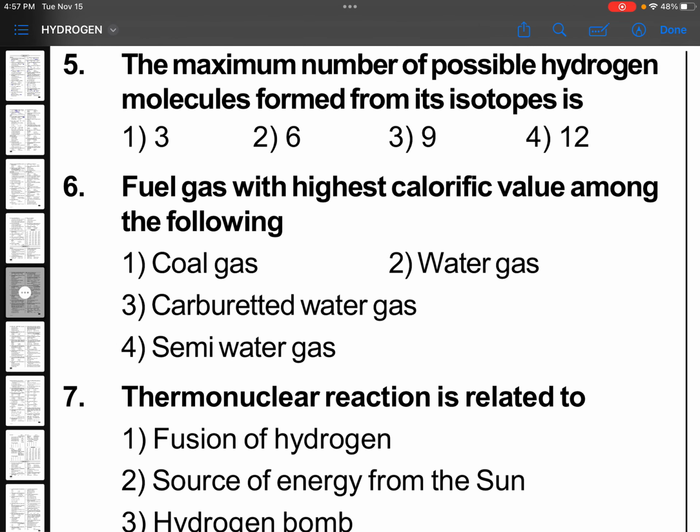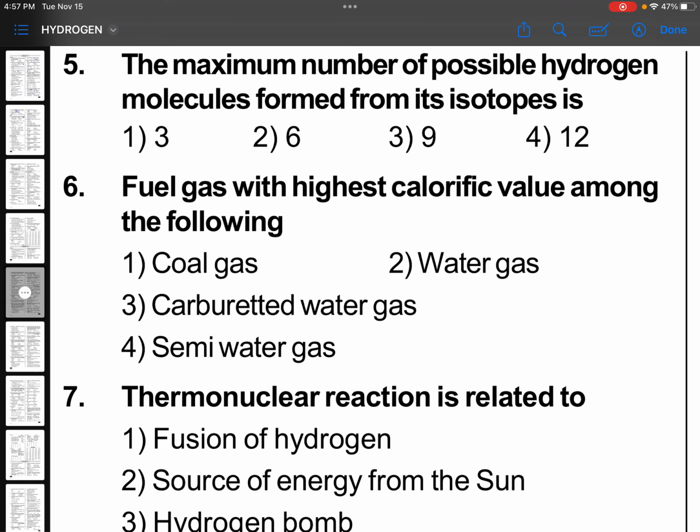This is your lucky sir. We are in hydrogen. The maximum number of possible hydrogen molecules formed from its isotopes is. This is an interesting one. H2, D2, T2, HD, HT, DT, because 3 isotopes are there. H, D, T. Hydrogen, deuterium, tritium. H2, D2, T2, HD, DT, HT. So 6.